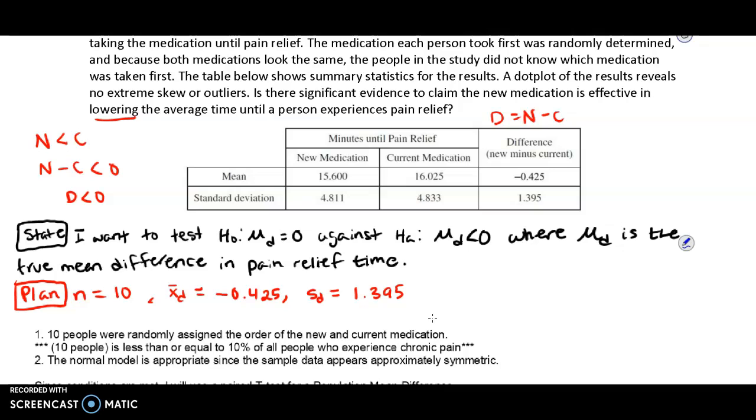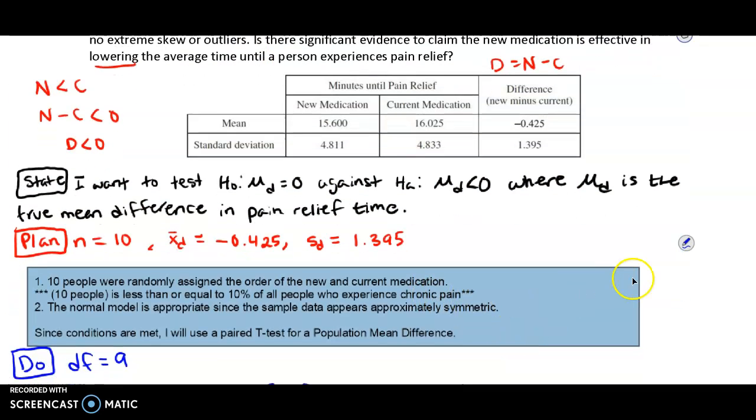Because this shows that you are not understanding when you use each condition. This just shows that you've memorized templates. So I put stars around this one because this is, again, a special case where we randomly selected volunteers for our study. Now, the normal model here is appropriate since the sample data appears approximately symmetric by this sentence here. Now, since these conditions are met, I am going to use a paired t-test for a population mean difference.